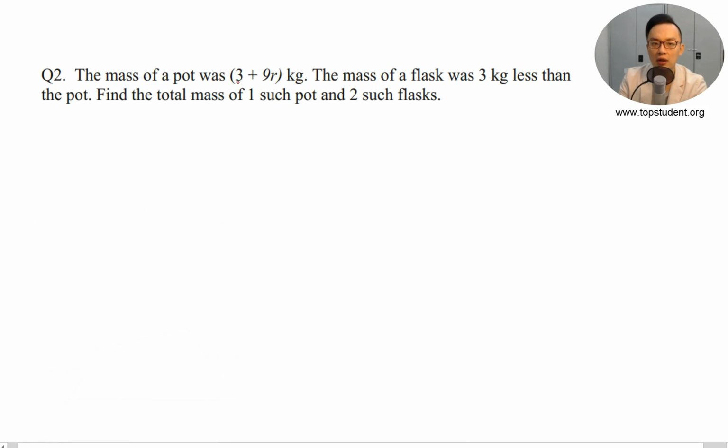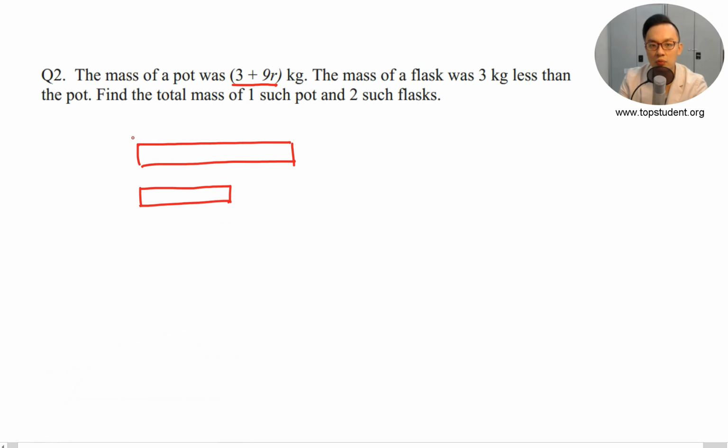Okay, so ignore this first, all right? Ignore this first. Look at this. The mass of a flask was 3 kg less than the pot. Which is lighter? Is it the flask or the pot? All right, so it's the flask, so the flask is lighter. So just draw the model first, just to help yourself understand this question. So draw it. And look at the way I draw my model. I want you to draw your model like me.